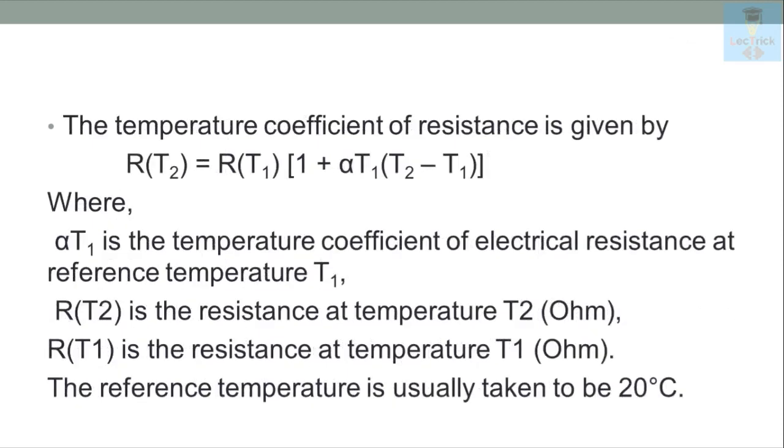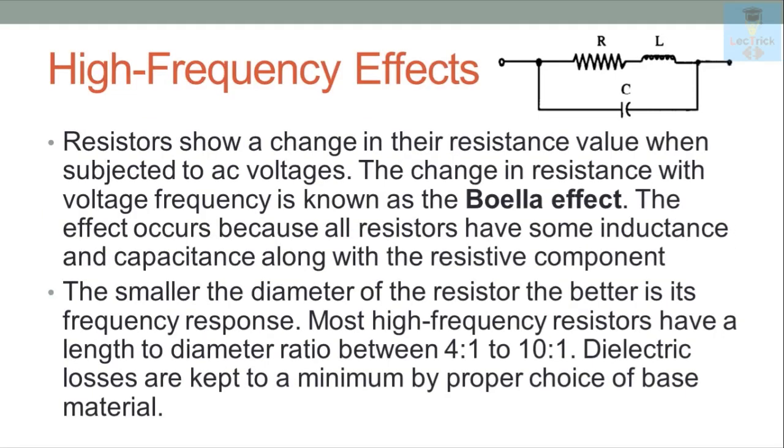So this is the formula. If you want to calculate the new resistance based on temperature, R1 is the resistance at temperature T1, which is generally the reference temperature, usually 20 degrees centigrade. At 20 degrees centigrade, what is the resistance of that material? When the temperature changes to, for example, 40 degrees centigrade, based on this formula you need to calculate. Here alpha T1 is the temperature coefficient of electrical resistance. Based on this, you will get the new resistance.